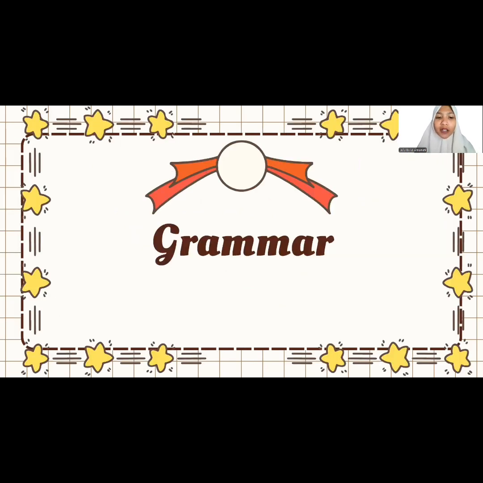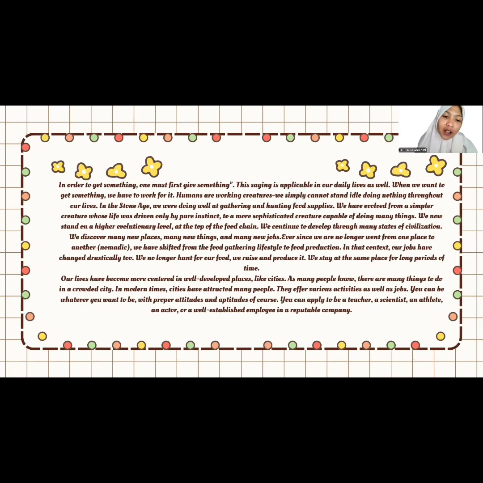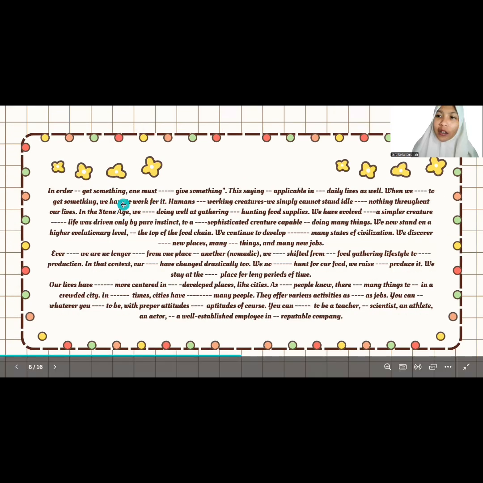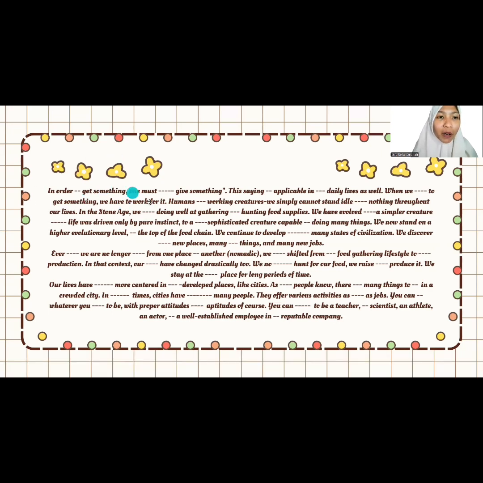Then we move on to the second assessment, which is the same as the first question, where you have to fill in the missing part. And this is about the question. In order to get something, one must first give something. This saying is applicable in our daily life as well. When we want to get something, we have to work for it. This is the missing word. You must fill in the missing parts. In order, blah blah blah, get something.